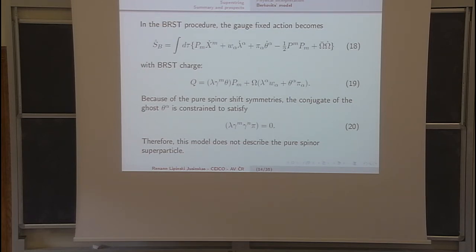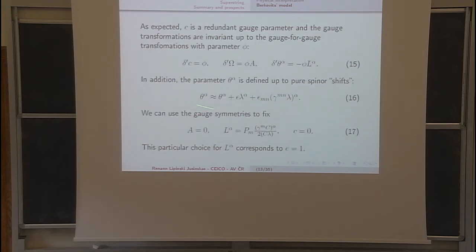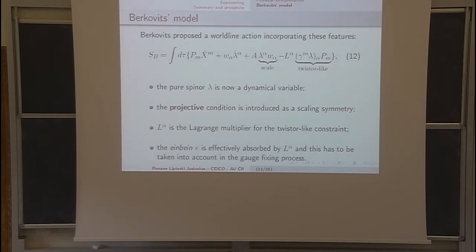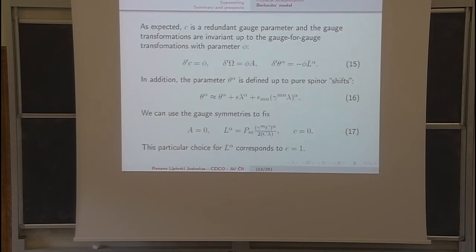Right? It's not exactly the pure spinor BRST charge, and there are a couple of reasons for that. First, because of these constraints on the ghost, the conjugate of theta is also constrained to satisfy this relation, so this model, after all, is not supersymmetric. Right? So this is one of the problems of Nathan's proposal, that he didn't completely consider this gauge invariance on the ghosts. Right, so the final result is not supersymmetric. So this model cannot really describe the pure spinor superparticle, but it has some nice features.